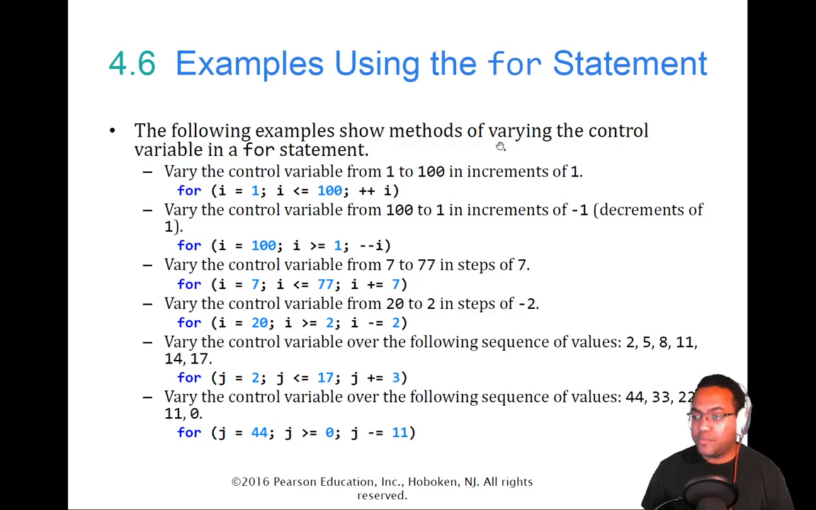The following examples show methods of varying the control variable in a for statement. So, vary the control variable from 1 to 100 in increments of 1. Notice there's no int, that's because i was initialized before the for loop was written. So you have the pre-increment i, you have the pre-decrement i. You can do it in steps of 7, so i plus equals 7. You can do it in steps of -2, going in the opposite direction, so i minus equals 2. You can do it in steps of 3, and you can do it in steps of -11, all the way down to 0.